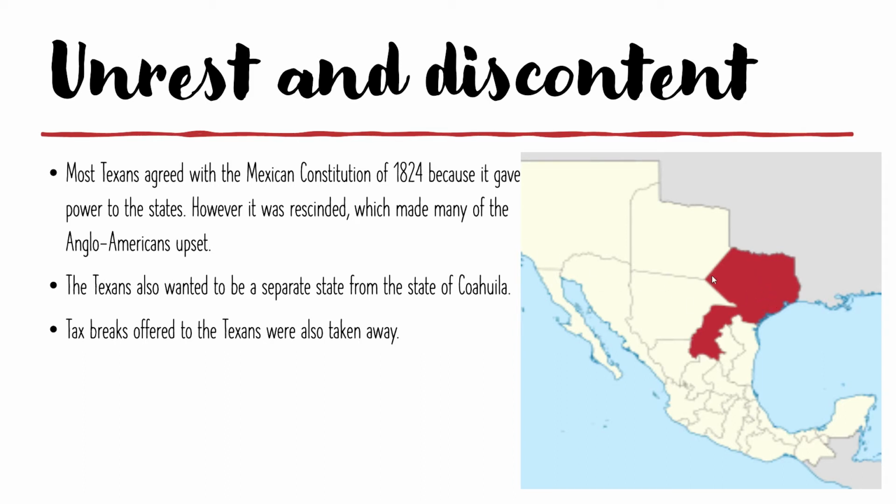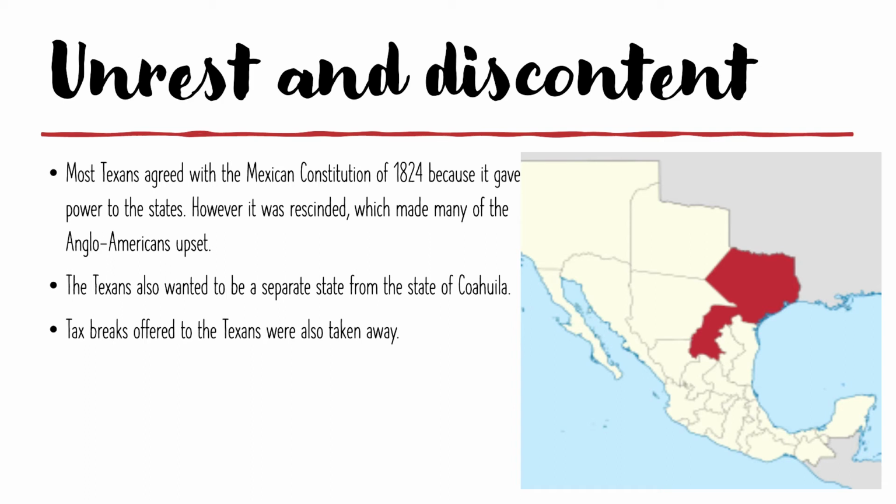And so this was Tejas, right? Eventually they're going to rescind, or get rid of, the Constitution, which is going to make many Anglo Americans upset because they're used to states having a lot of power, and now the national government of Mexico has a lot of power. So that's going to upset them a lot. Texas is also combined with the state of Coahuila, which is this little part right here. And Coahuila is actually going to get 12 representatives in government, and Tejas will only get one. This is going to upset them a lot because they feel like they're not being heard in government.